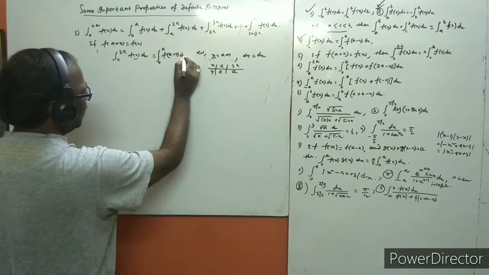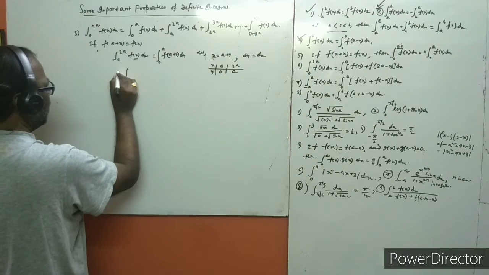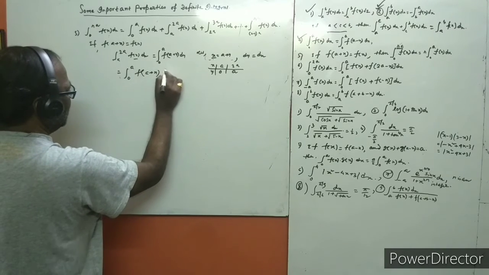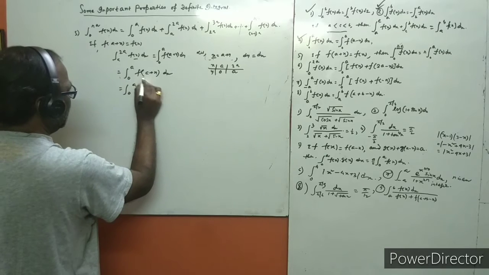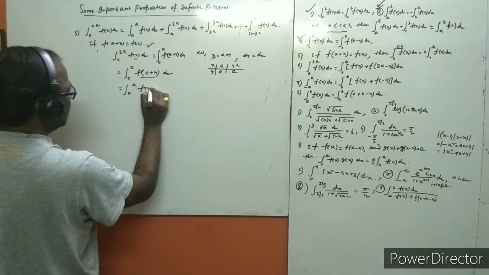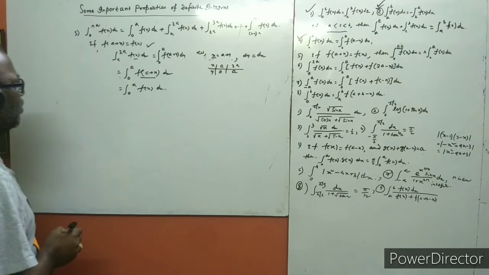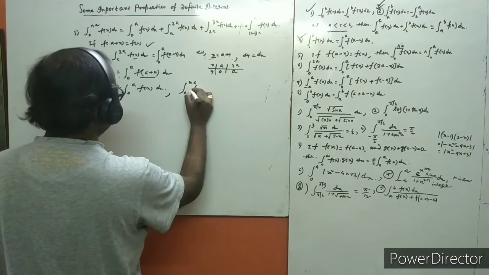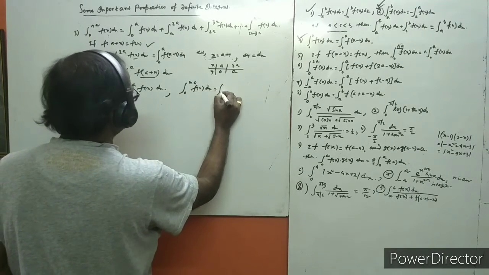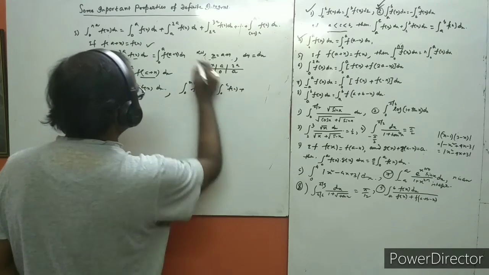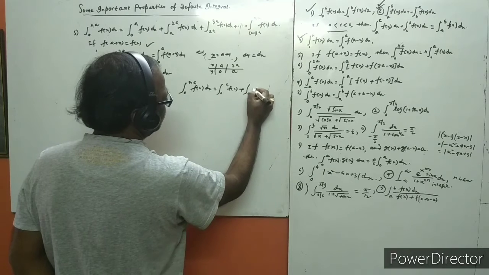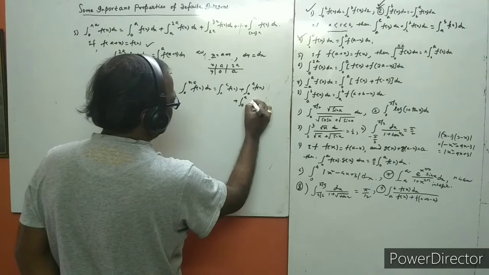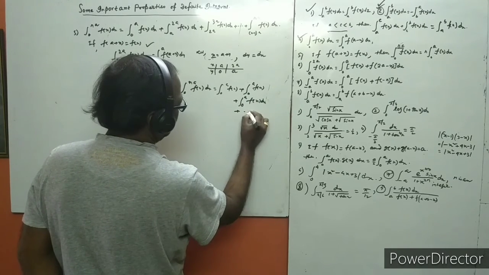And from the first property we have the integral from 0 to a of f of (a plus x) dx. So we write the integral from 0 to a of f of x, since f of (x plus a) is equal to f of x. Similarly for the other integrals, all are equal. So the integral from 0 to na of f of x dx is equal to n times the integral from 0 to a of f of x dx. The other integrals can be proved the same way as the integral from 0 to a of f of x dx, and all are equal.